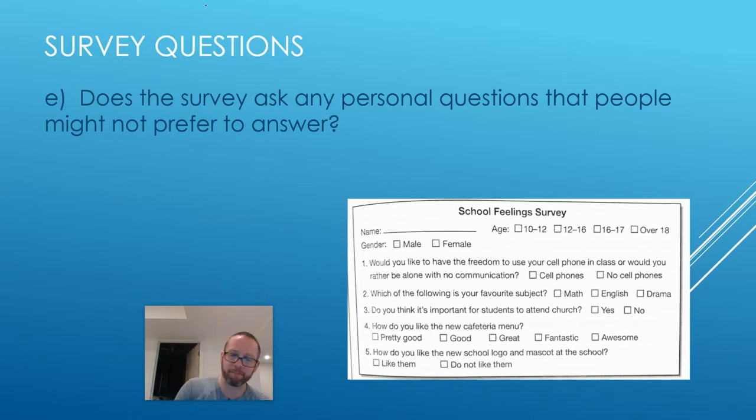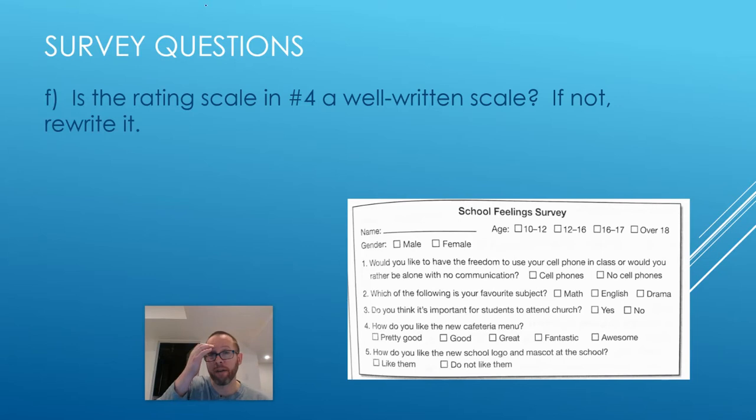Yeah, let's move on. Is the rating scale in 4 a well-written scale? If not, rewrite it. So how do you like the new cafeteria menu? Pretty good, good, great, fantastic, awesome. Well, I don't know about you, but those are only good options.